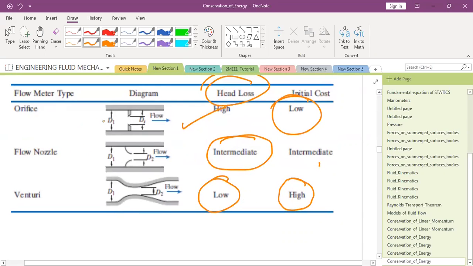Say if you want to measure flow rate in a pipeline at your home, then this is the best. In an industry where flow rate measurement is not that critical, then these two can also work. But in applications where you cannot afford pressure drop and you need to measure the flow rate very accurately, then Venturimeter is the answer. So depending on your application and your requirements, you will use either Venturimeter, nozzle or Orifice meter.